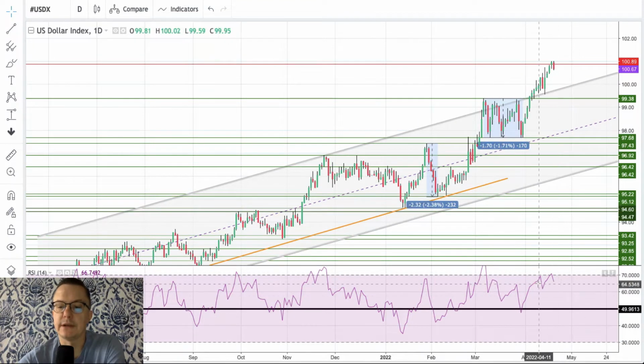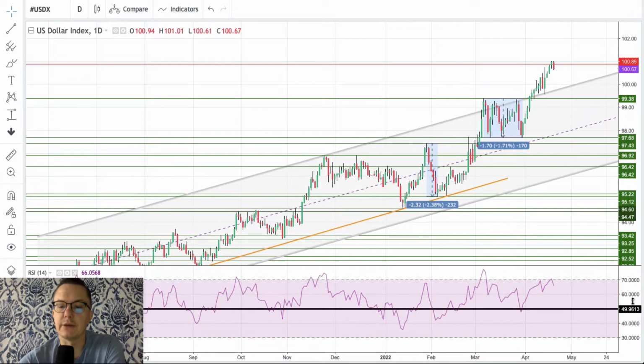1.71%, because the RSI is showing us that the market is right now diverging from the price. So the price diverges from the momentum, and the market is at extremely overbought conditions right now. So this is the situation we are talking about. Very interesting to see what will happen here. The next technical support is 99.38, of course.